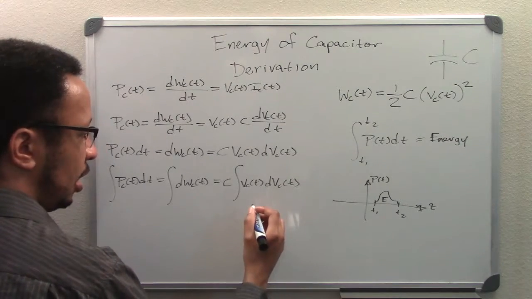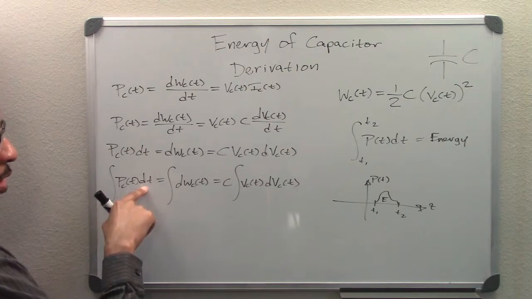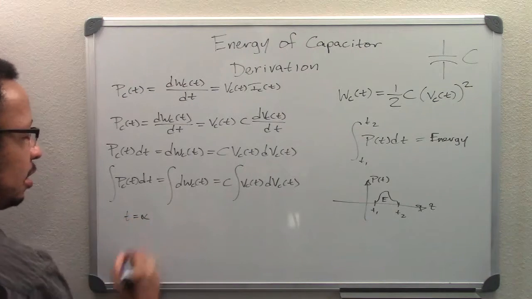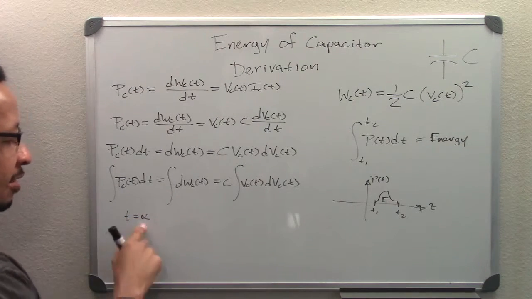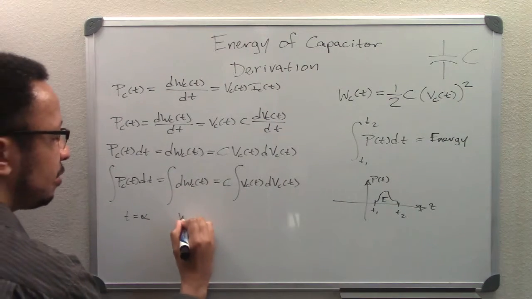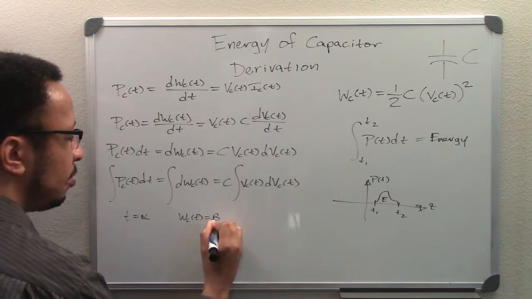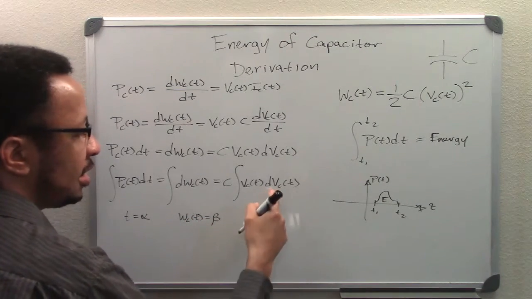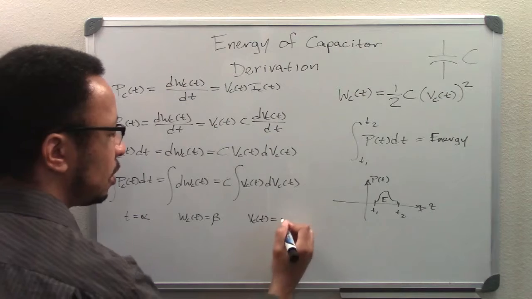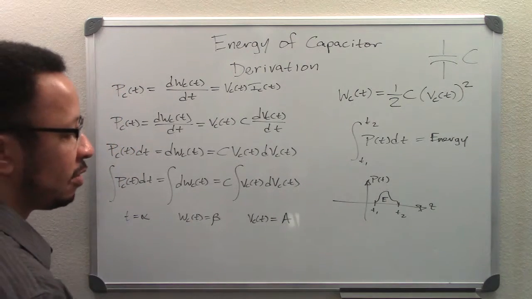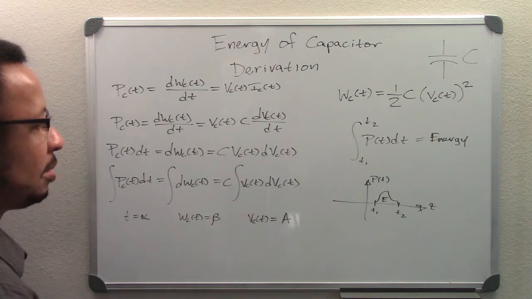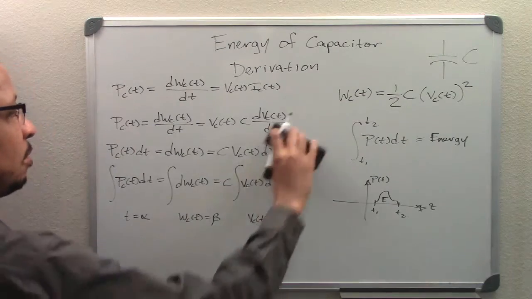I'm going to call, first of all, over here we have dt, so t is the integration variable, and I'll give it an arbitrary variable substitution, alpha. Over here we have dWc of t, so Wc of t I'll make equal to beta. Over here we have dVc of t, so I'll make Vc of t equal to just any variable that you can think of. I'll call it A. And so now we can set up some integration limits in terms of what we want to recover here.